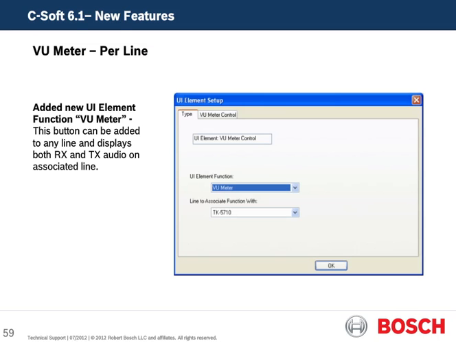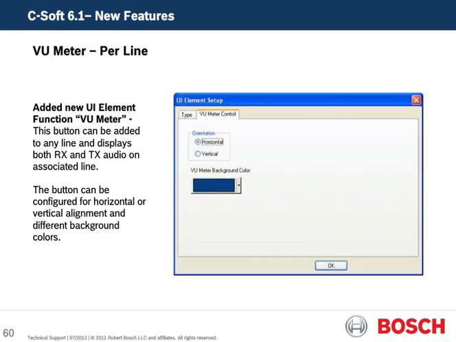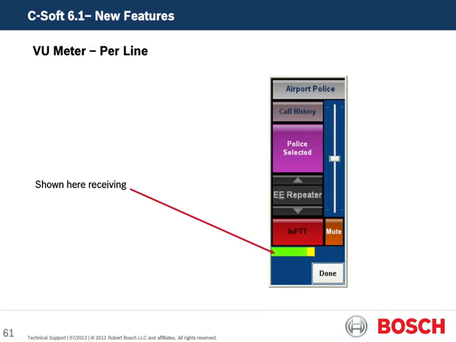New in 6.1 is the ability to add a VU meter at a per-line level. Select UI element function VU meter and associate it with the desired line. The VU meter control tab allows you to select horizontal or vertical alignment and the background color. Here we can see the line while receiving. The VU meter is displayed below the instant push-to-talk button.